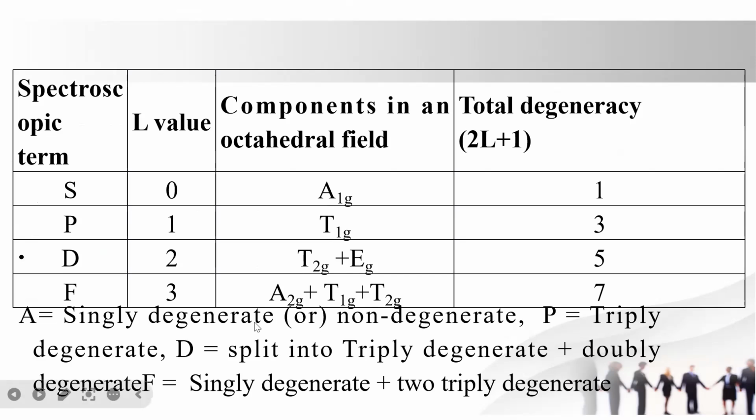The A is singly degenerate or non-degenerate. Degenerate is the term used for the same energy level. Here only one orbital is present, so it is singly degenerate or non-degenerate for the S term. P is triply degenerate, D is triply degenerate and doubly degenerate, and F is singly degenerate and two triply degenerate.